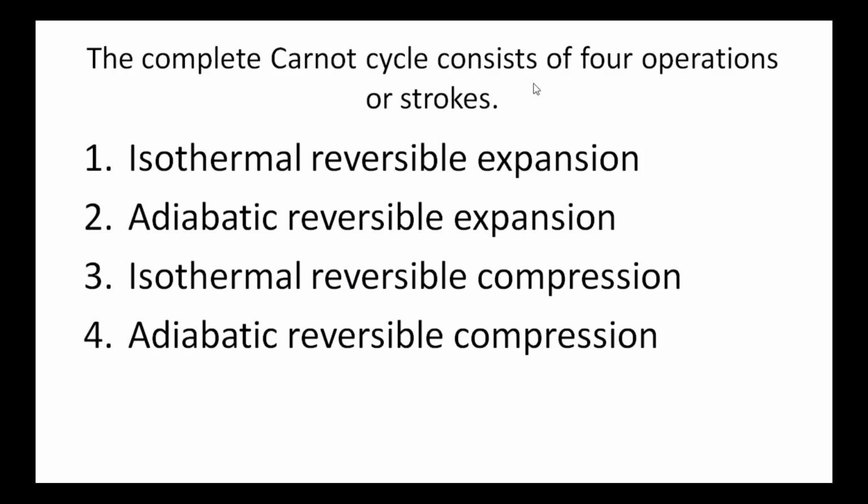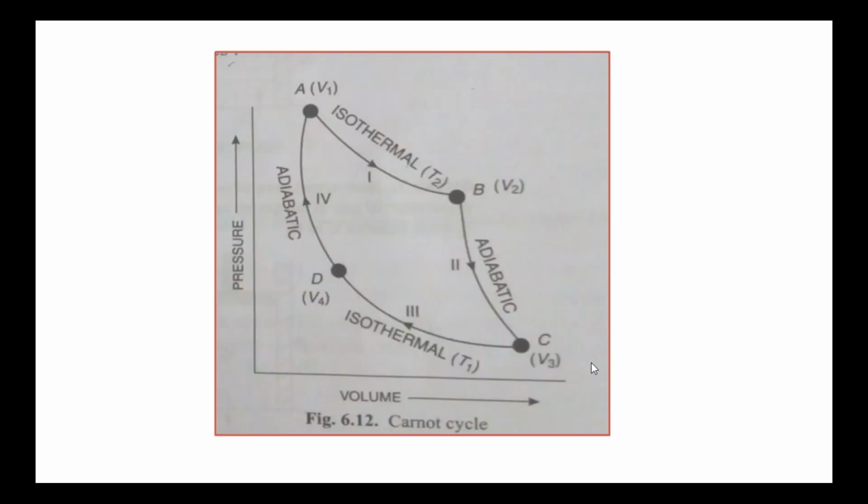The complete Carnot cycle consists of 4 operations or strokes. These are isothermal reversible expansion, adiabatic reversible expansion, isothermal reversible compression, adiabatic reversible compression. Let us see one by one.